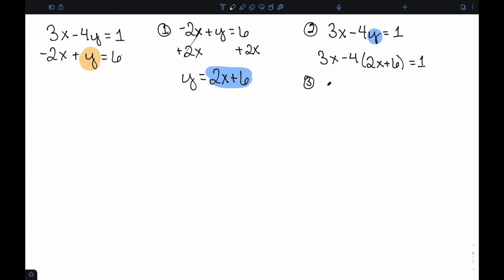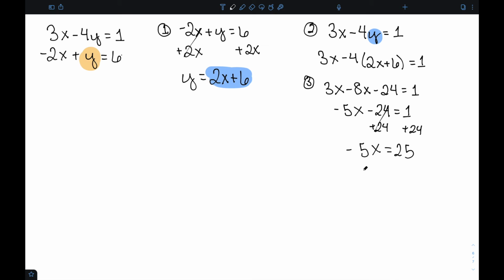Step 3 then says to solve this equation. Distributing, negative 4 times 2x is minus 8x. Negative 4 times 6 is minus 24. 3x minus 8x is negative 5x. Minus 24 equal to 1. We can add 24 to both sides. That gives me negative 5x is equal to 25. Divide both sides by negative 5 to get x equal to negative 5.